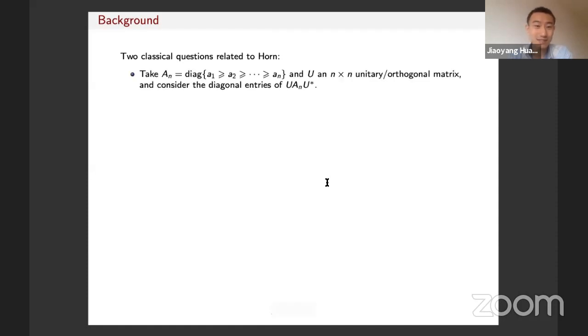So the first problem goes like this. If we take a diagonal matrix A1, A2 until AN, and take U to be an n by n unitary or orthogonal matrix, the first problem is to consider the diagonal entries of U AN U star. Which is equivalent to asking what are the possible diagonal entries of a matrix with prefixed eigenvalues.